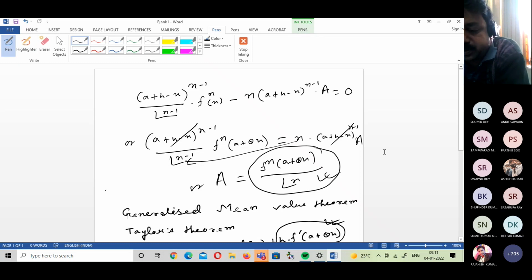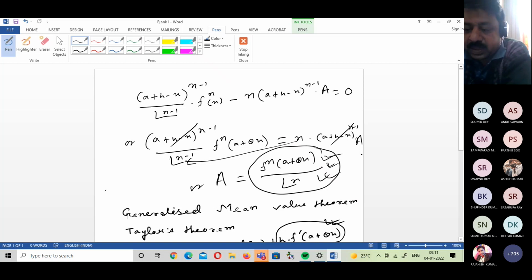All of you quite clear about this? How it comes? How phi a equals to phi a plus h? A is the remainder for Taylor's theorem, but Lagrange's form of remainder.